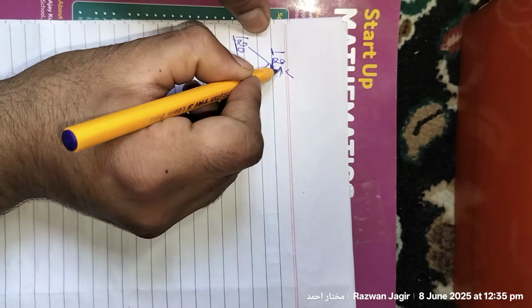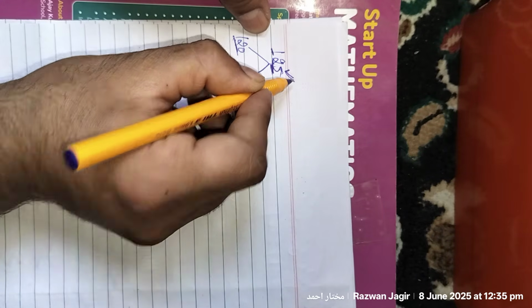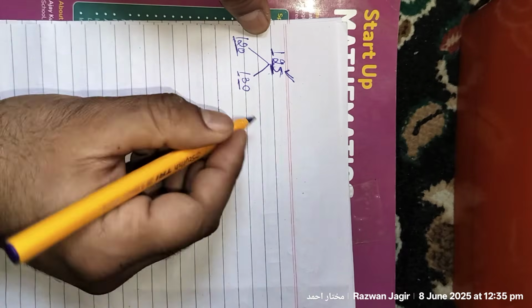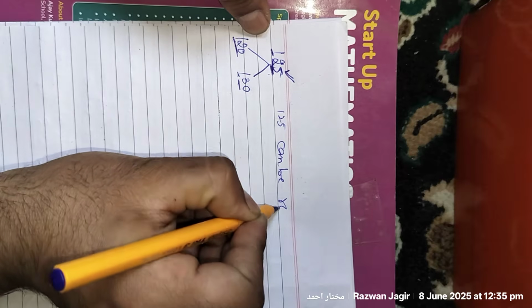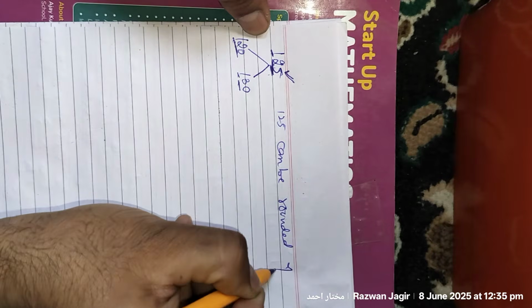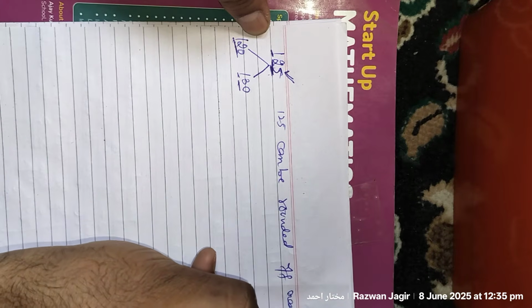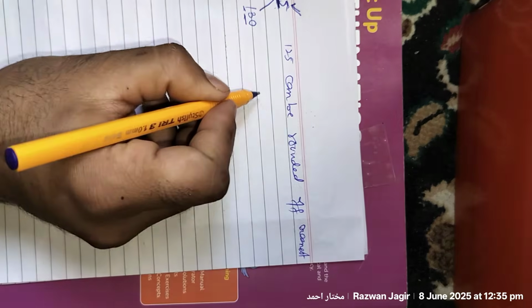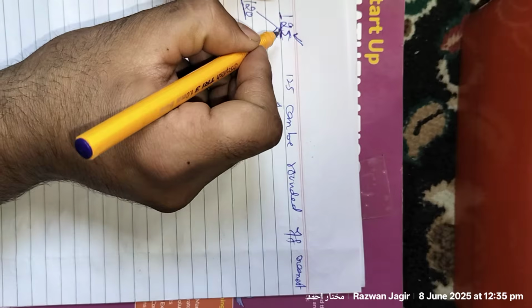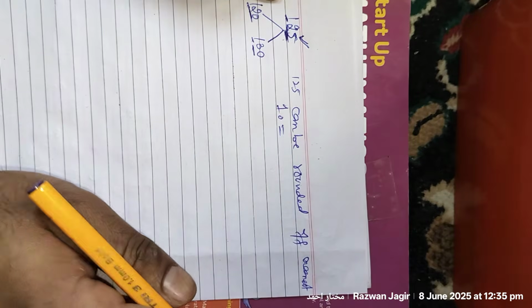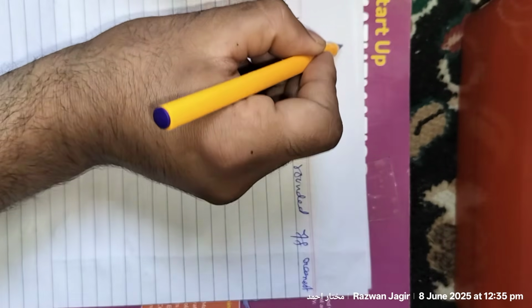So now we have to check the digit in the ones place. In the ones place there is a 5. So we can write here that 125 can be rounded off to the nearest 10. That will be equal to... so what is the rounding of 5? This 5 goes up, the rounding goes up, because I have already discussed that.